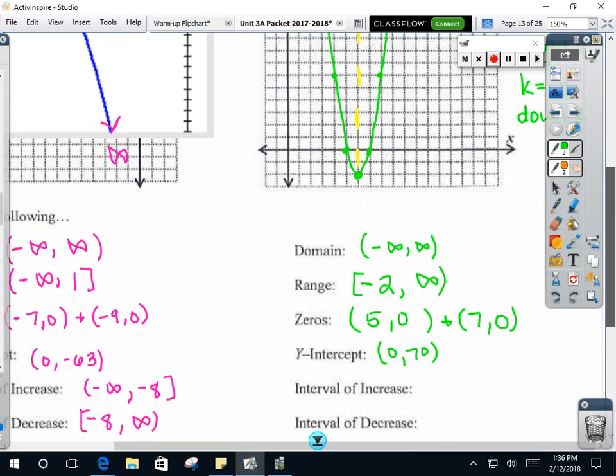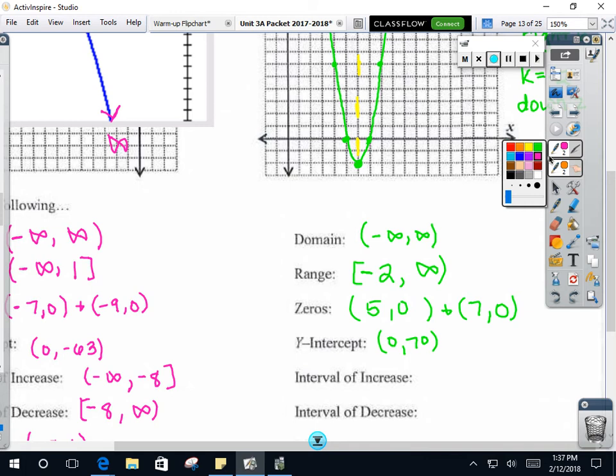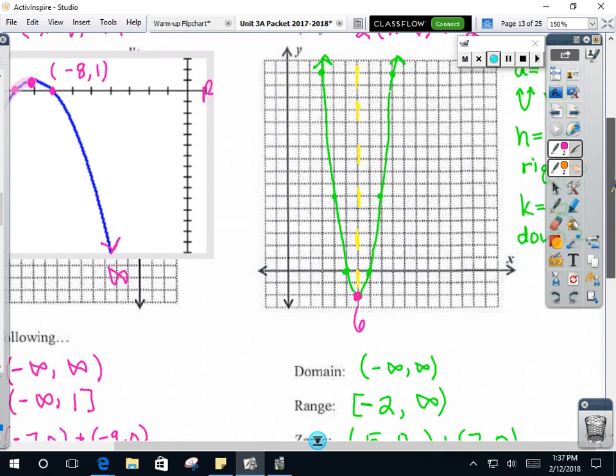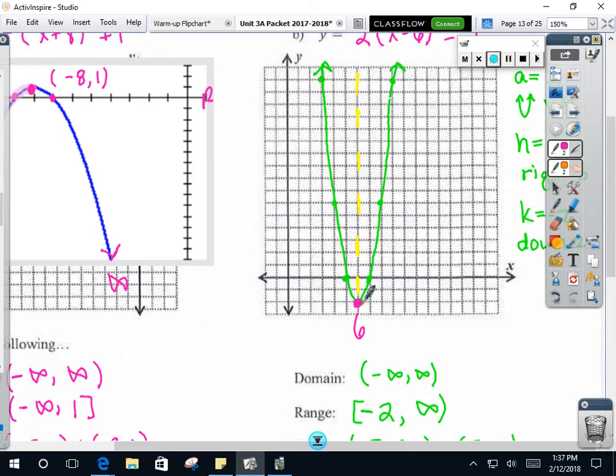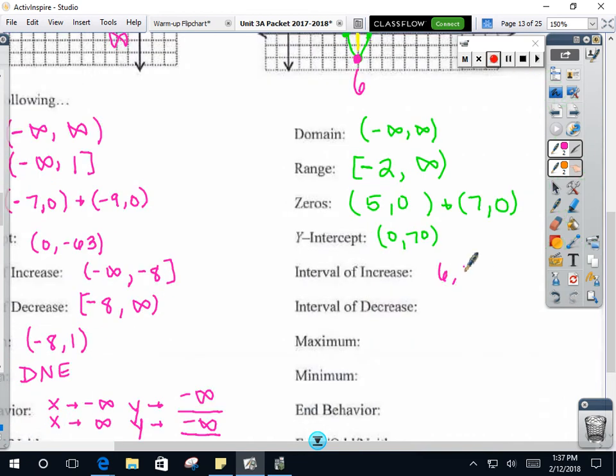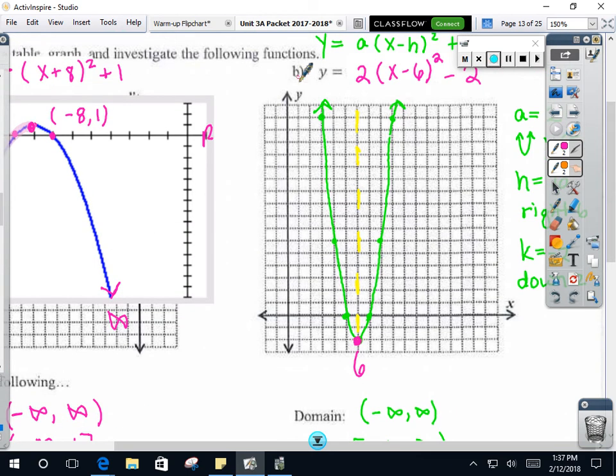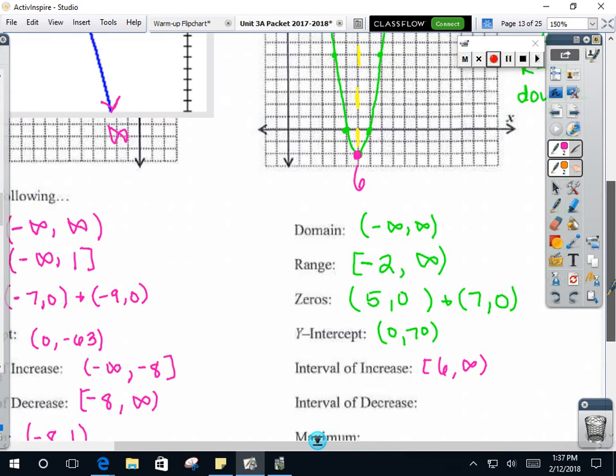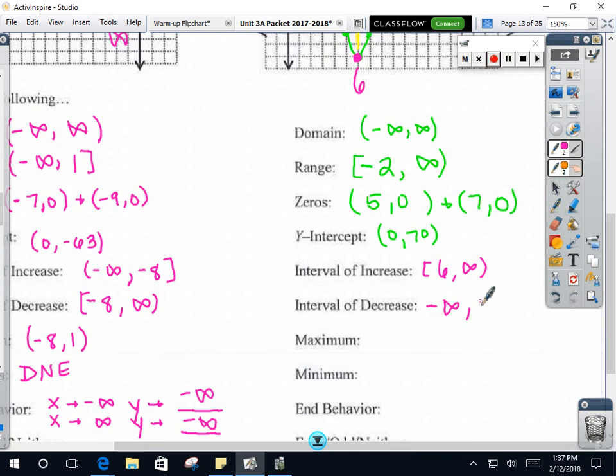Okay, now the interval of increase only cares about the x value. So what is the x value of the vertex? 6 is the x value of it, right? That's the x value of the vertex. So didn't it start increasing at 6 and then increase forever to the right? So the interval of increase is 6 to infinity. And then it started decreasing way over here and then went down until you got to that vertex at 6. So the decreasing is negative infinity until it gets to the 6.